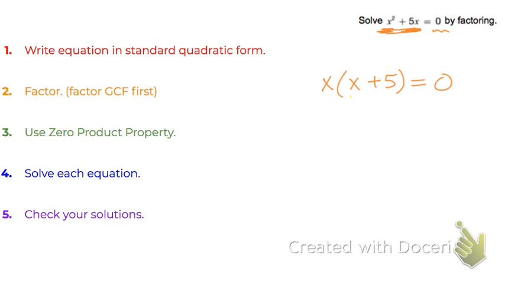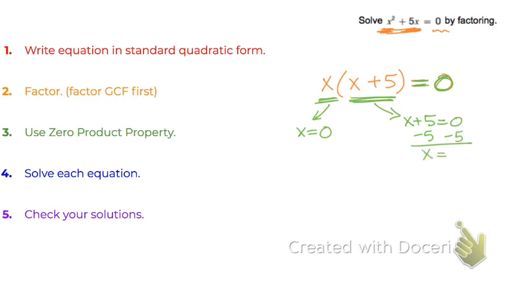So in this case we have x times x plus 5 equals 0. Whenever you have a number times another number and the answer is 0, that means that one of those has to be 0. So either x equals 0 or x plus 5 equals 0. And then you just solve these two equations. So the first one's already solved. The second one, we see the answer is -5. So those are our two solutions.